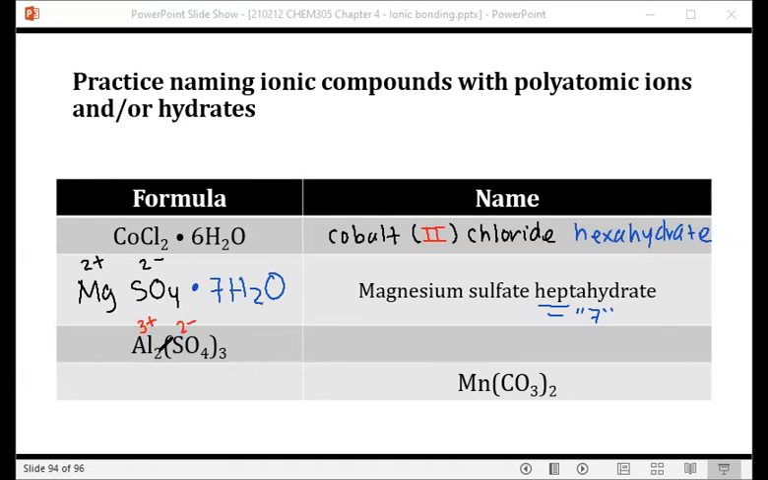So we can check 3+ times 2 atoms equals 6+ from the aluminum, and sulfate, we have 2- times 3 of those equals 6-. So the formula is correct. It adds up to 0. So now we just have to write the name. The metal goes first, aluminum. We don't need any Roman numerals because aluminum is a type 1 metal. It's always going to be +3. So now we just add in the name of the polyatomic ion, sulfate.